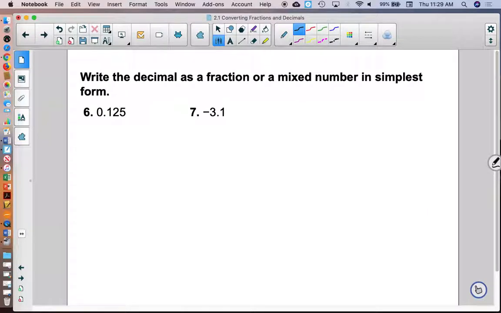You do number 6. Step 1, read the decimal. Tenths, hundredths, thousandths place. Read the decimal.